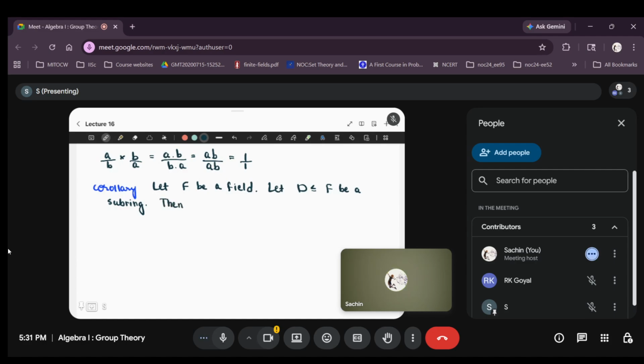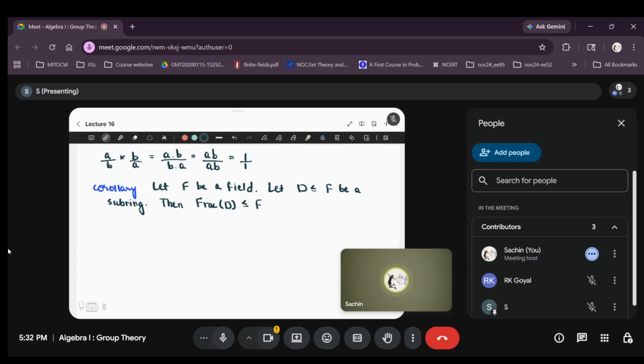since F is a field, it is also an integral domain because every field is an integral domain. And that means that every subring of the field is also an integral domain. So D would be an integral domain. For any subring of a field, it would actually be an integral domain. So you can construct the fraction field of D. Then this frac D would be a subfield of F.